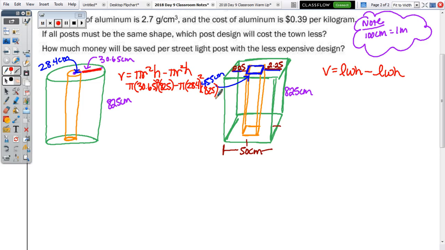So now, if we type that into the calculator, this is 775023.5625 pi minus 6654.12 pi for a total volume of 109611.5625 pi centimeters cubed. Whew.